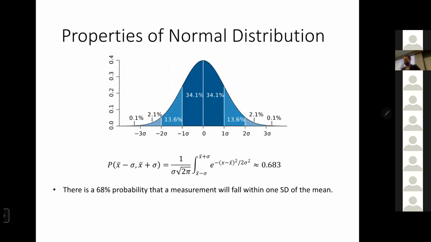Okay, and any Gaussian function that's properly normalized has the following property. If you take the integral of a Gaussian function between the average minus sigma and the average plus sigma, so plus or minus 1 standard deviation, you're going to get a value of 0.683, which means that there's a 68% probability that any given measurement will fall within 1 standard deviation of the mean.